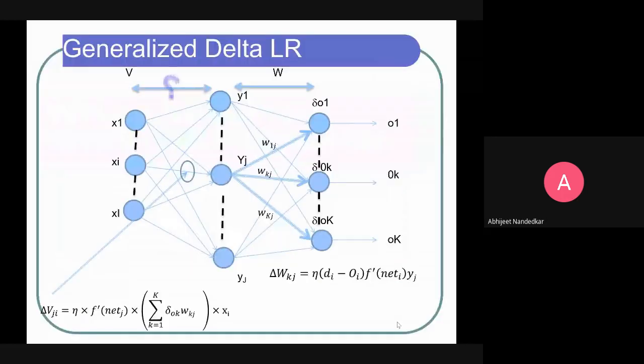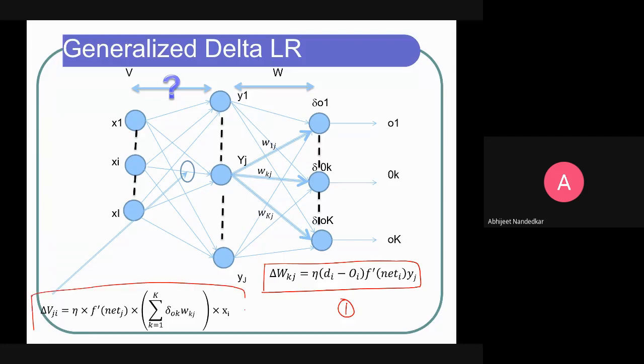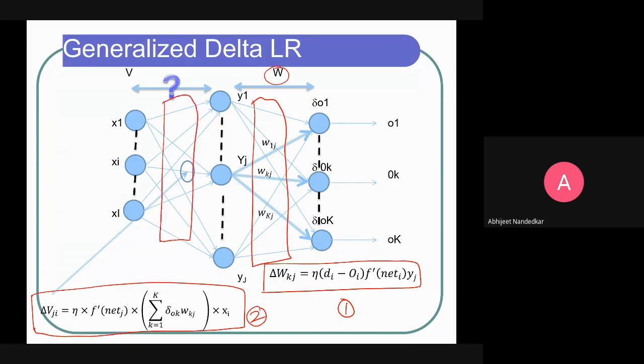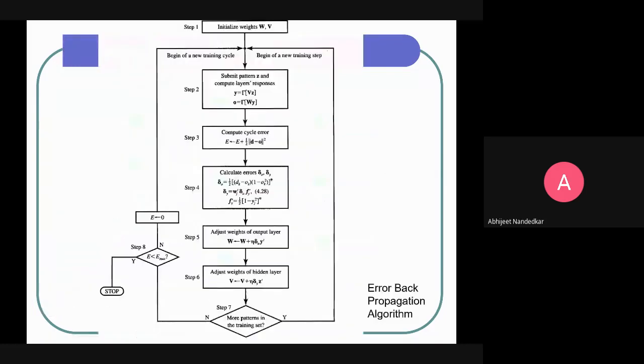So, continuing with the last derivation, we will take one example of how to exactly train this network. These two equations are our important ones: equation 1 will be used for all the weights, that is, to update the W matrix, and equation 2 will be used to update the V matrix. Now exactly how it is done, we will see today. So this is the error back propagation algorithm.